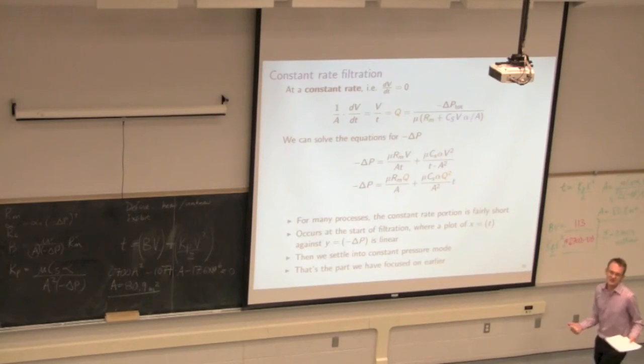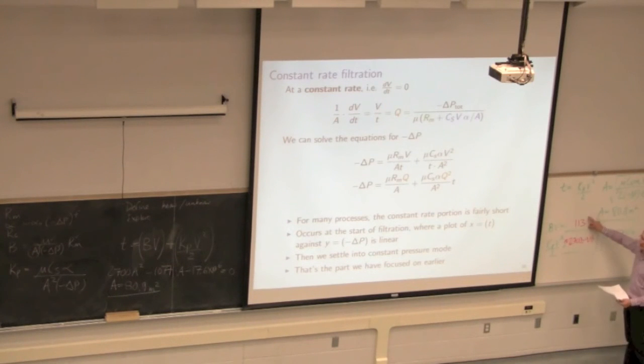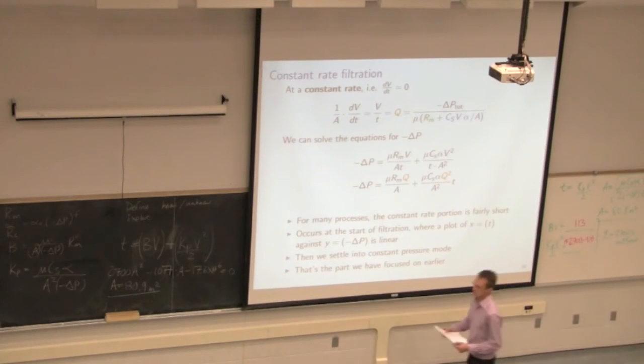Okay. So we like to take shortcuts. But if we take shortcuts, let's prove to ourselves that they're useful. So here, the contribution due to the medium's resistance is very much smaller than the contribution due to the cake resistance. Okay, so you can go prove to yourself those numbers. Let's take a look now at the second part of the question.